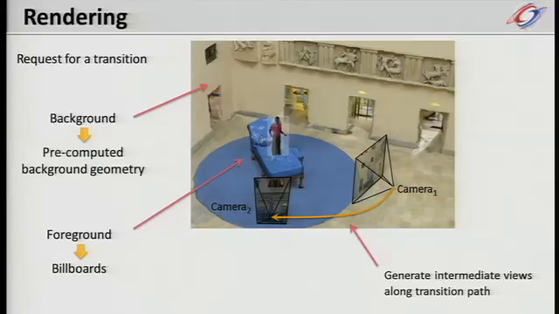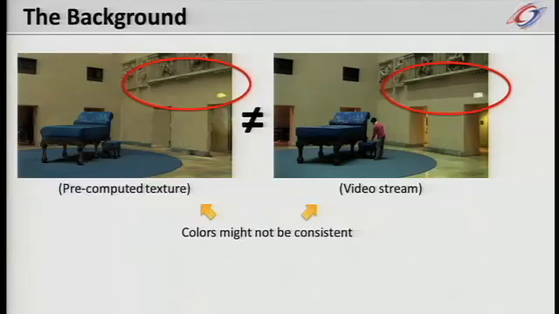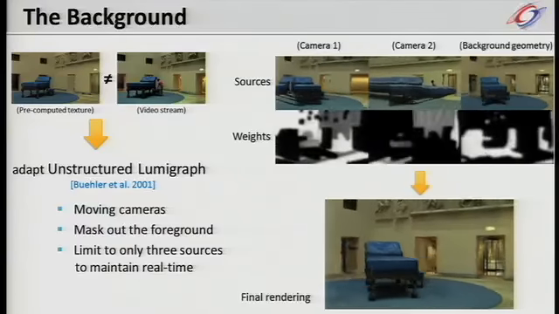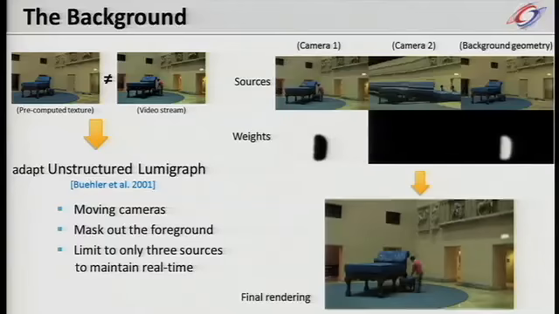Concerning the background, since the colors of the pre-computed texture might not be consistent with the video stream, like in this case, where the shadows are missing in the pre-computed texture, we choose to adapt Unstructured Lumigraph, which uses, when possible, the color from the video stream. We adapt it to moving cameras to mask out the foreground, and we limit this approach to only 3 sources to maintain real-time performance.